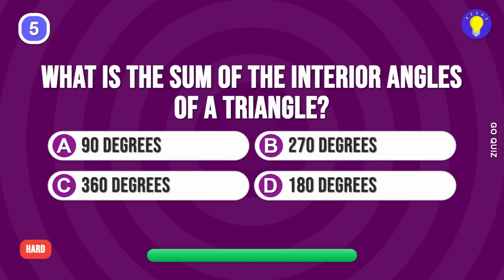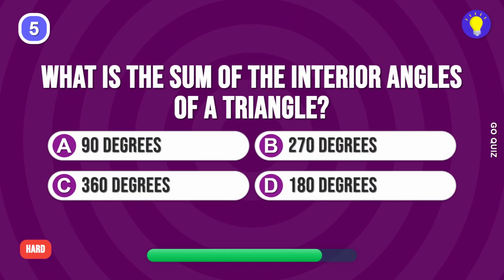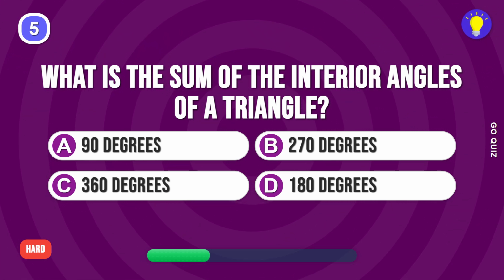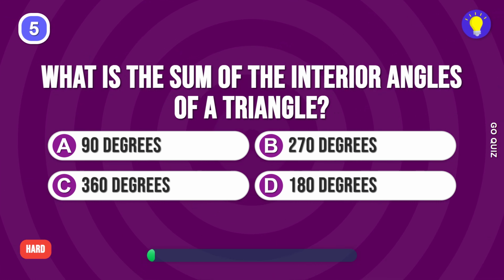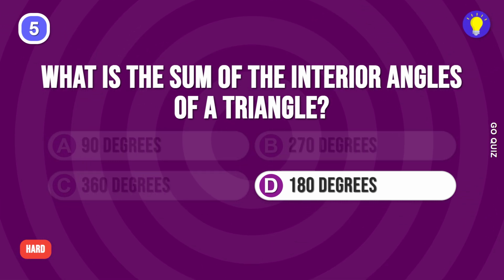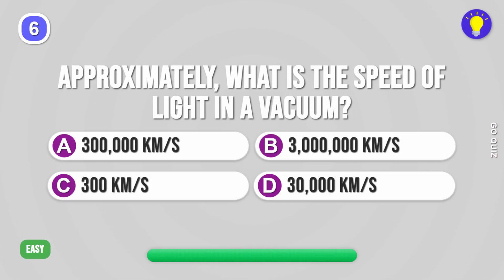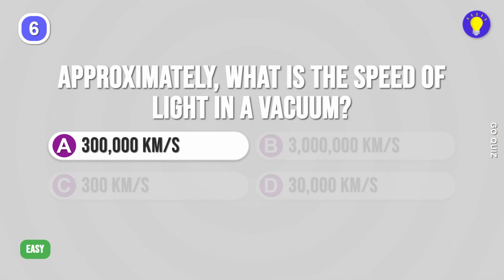What is the sum of the interior angles of a triangle? Triangle interior angles sum to 180 degrees. Approximately, what is the speed of light in a vacuum? Speed of light is about 300,000 km/s.